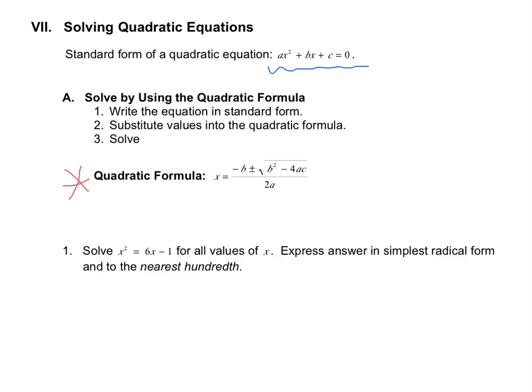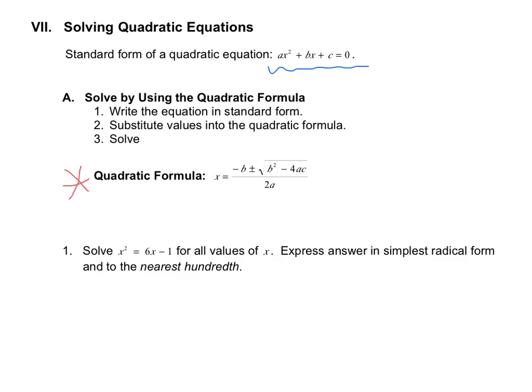How do you solve using the quadratic formula? Well, you use the quadratic formula to solve for your values of x, especially when you can't factor. So you rewrite the equation in standard form. You're going to substitute the values into the quadratic formula and solve. And again, we just talked about how important this quadratic formula is for you to memorize.